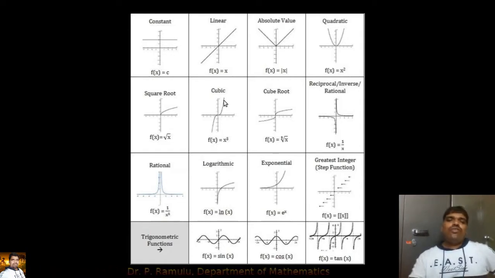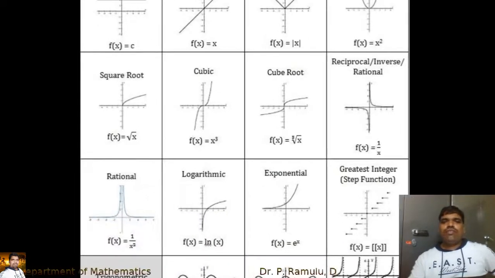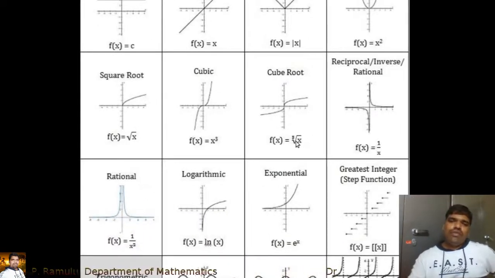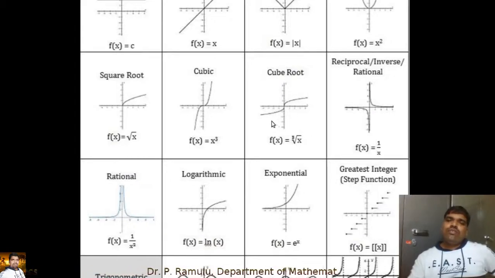this is a polynomial function only. This is also a cubic function, and the graph of a cubic function looks like this. Cube root function, cube root of x, that means x to the power 1 by 3. The graph of this looks like this. This is also a function.